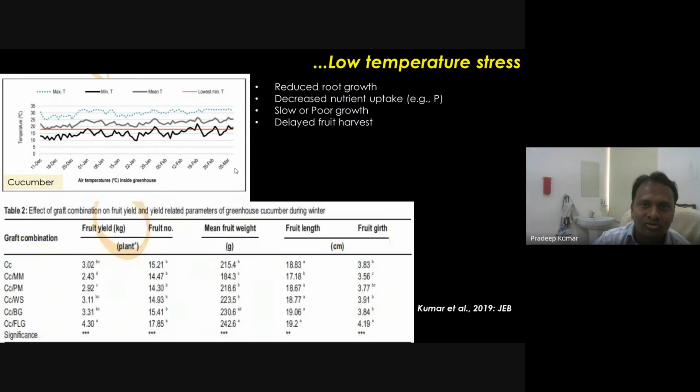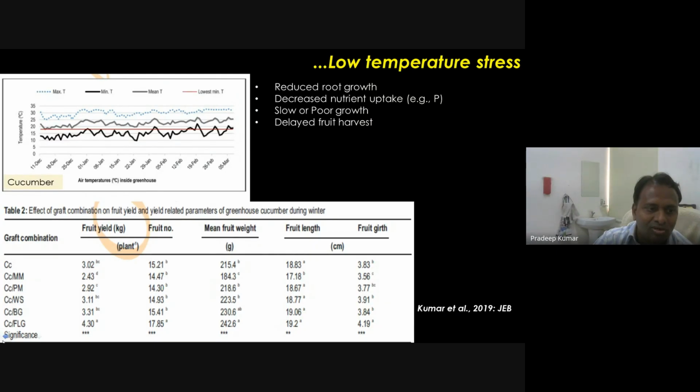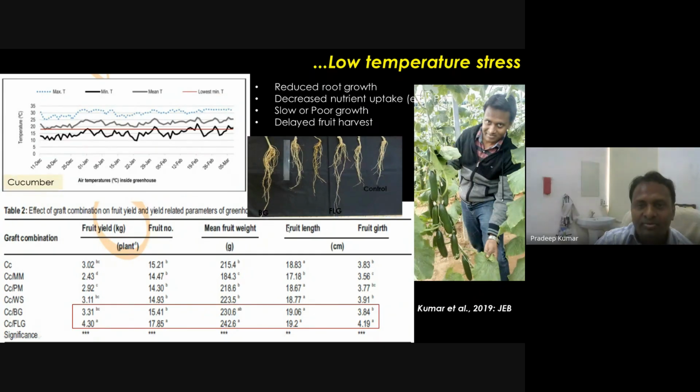So grafting also increases low temperature stress tolerance. We published in 2019. You see, cucumber is a summer season crop. When temperature falls below 15 degrees Celsius, the plants halt, meaning growth is stopped. Only plants standing there but not growing. Even in a 1 month period, you could not see even 4 to 5 inch growth. It's completely halted growth. So using cold tolerant rootstock like fig leaf gourd and bottle gourd, the increase in yield was around 38%, and there was also an advancement of production by 15 to 20 days.